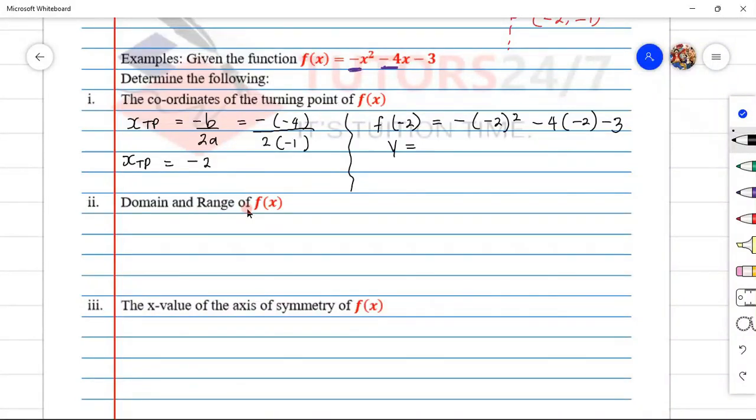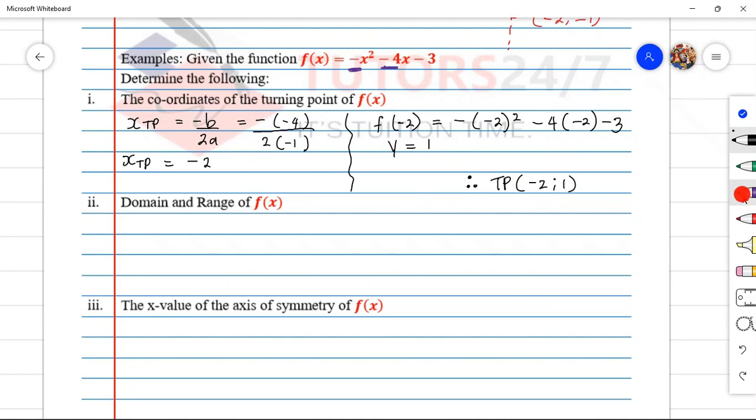So we have negative into -2 all squared minus 4 into -2 minus 3. And that is going to give us a value of positive 1. Therefore, we can conclude that our turning point coordinates are -2 and positive 1. If we want to find our range and domain, domain is still the same, x an element of real numbers, because our function is unrestricted.